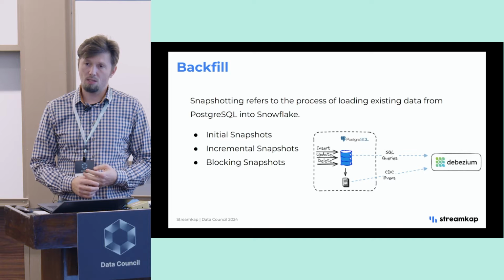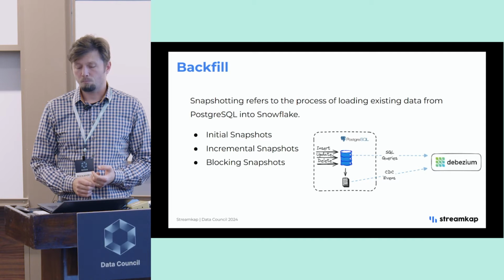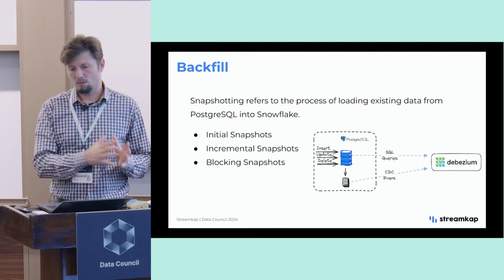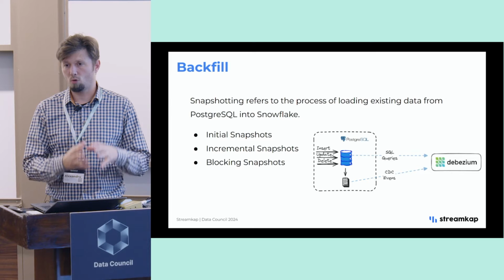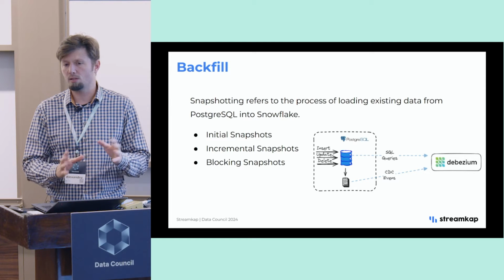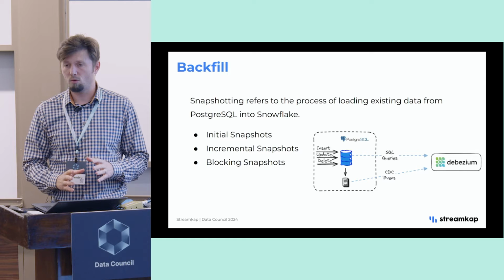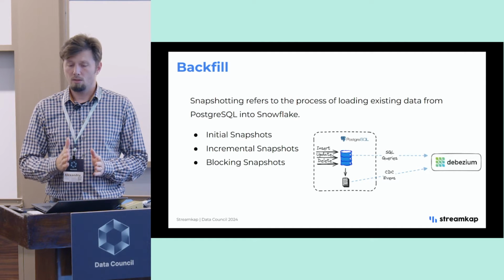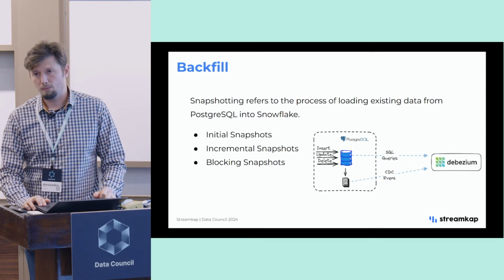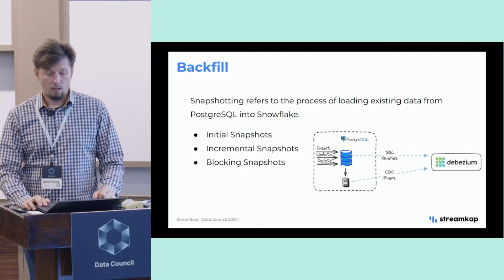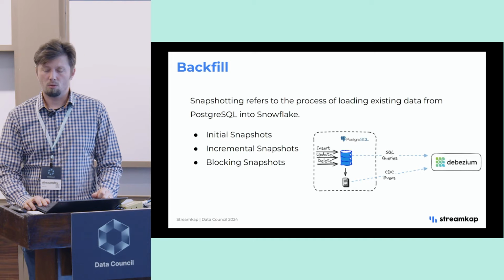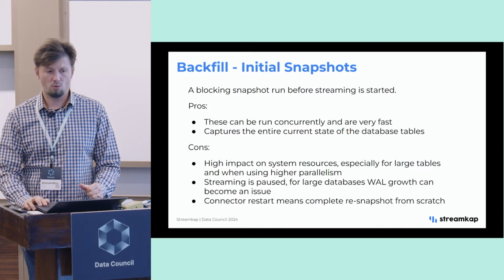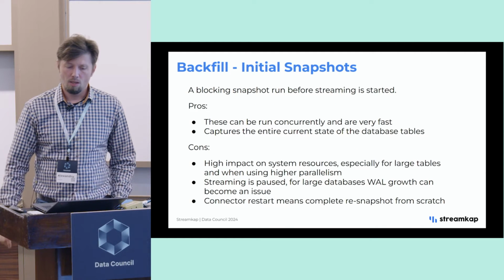Initial snapshots and blocking snapshots are very similar. They basically stop the streaming and select the data in a huge transaction from the database without any kind of filters or chunking. It just selects all the data from all the captured tables and streams it. After it is done, it starts streaming the CDC events in real time. Incremental snapshots are a different way of working. They work in parallel with streaming. Let's go through each one and see the pros and cons.